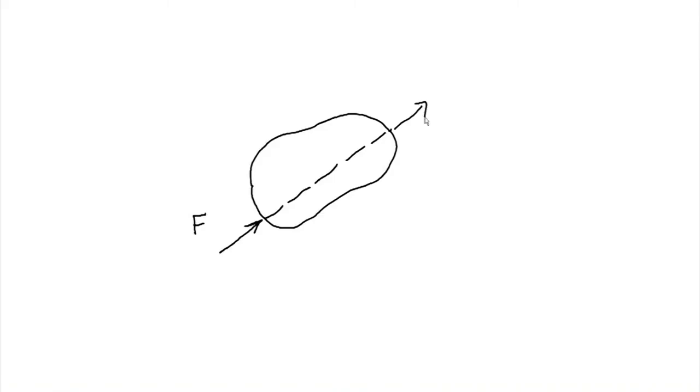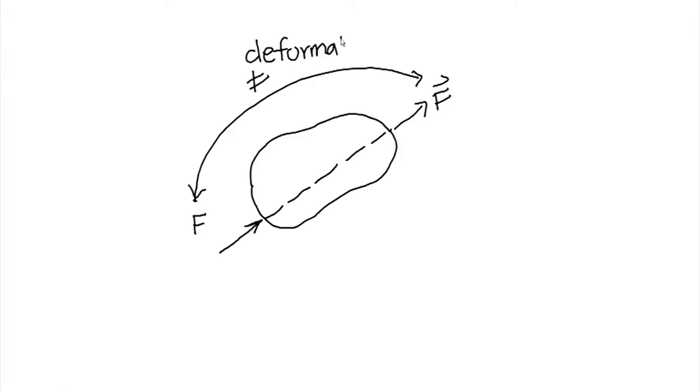So as far as the engineering effect is concerned, as far as the deformation of structures is concerned, these are not equivalent. This F bar, this and this are not equivalent, but as far as the force and moment balance are concerned, they are equivalent. These are not equivalent for deformations, but they are equivalent for equilibrium.